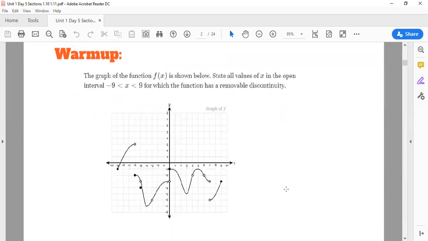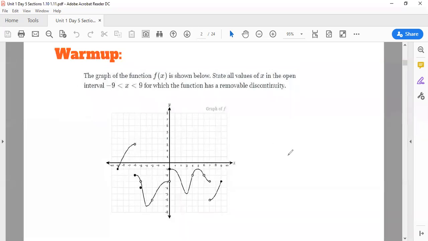So please try this warm-up. I'm going to read it, and then I'm going to give you a chance to pause it. The graph of the function f of x is shown below. State all values of x in the open interval from -9 to 9, for which the function has a removable discontinuity. So please go ahead and try this question. Please pause it. 5, 4, 3, 2, 1.